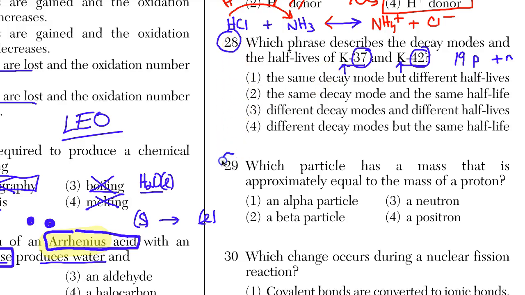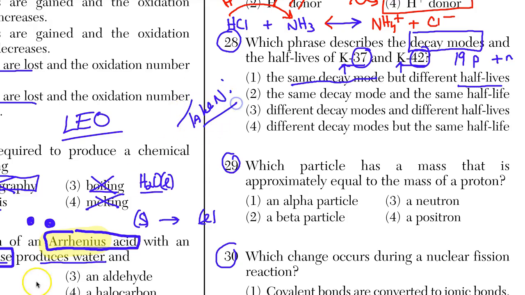Number 28, 29 and 30, if you look carefully, all have something to do with nuclear chemistry, and understanding that questions cluster together could help you. So where do I look to see which phrase describes the right decay modes? The decay modes mean what kind of particles these nuclei like to emit to get more stable if they're radioactive. Do they have the same decay mode, meaning the same particles? Do they have the same half-lives? So we go to a place that tells us that, and that is table N.